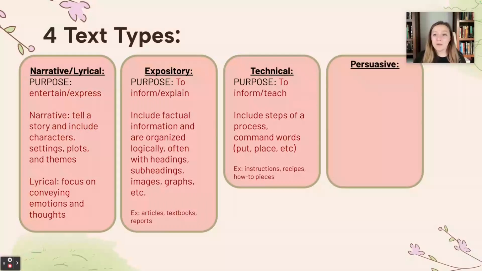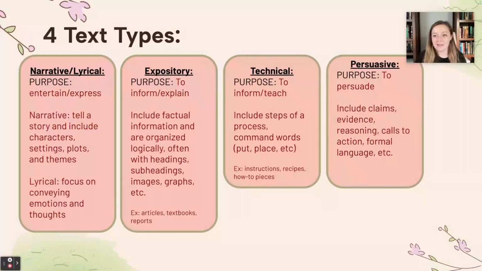There are also persuasive texts. These are meant to persuade, but you never would have guessed that one. They include claims, evidence, reasoning. They try to get their reader to do something. They use formal language. Think ads, speeches, op-eds.